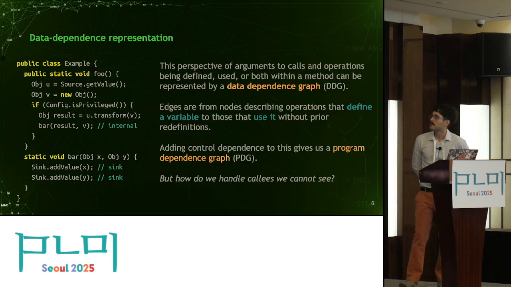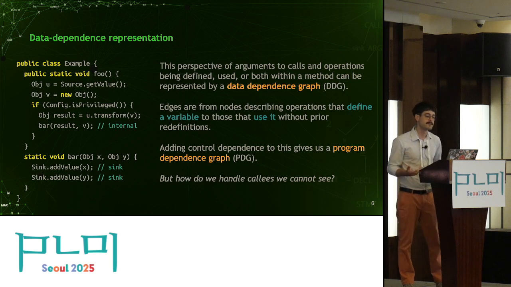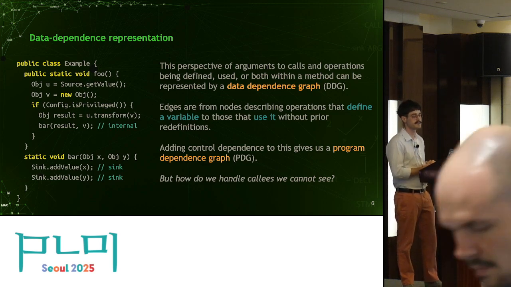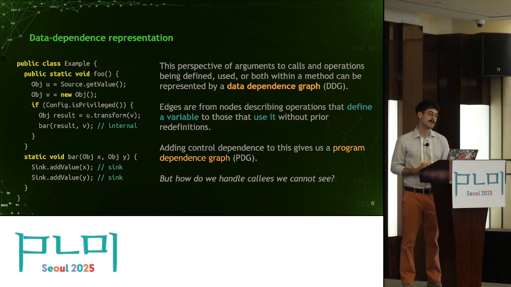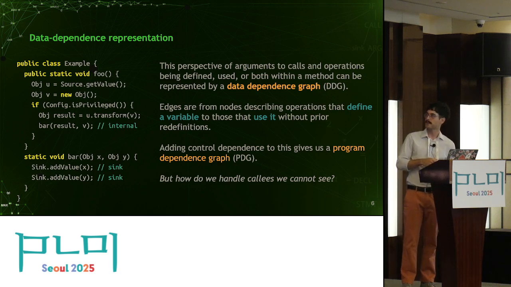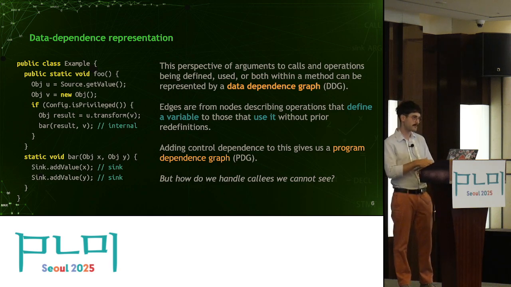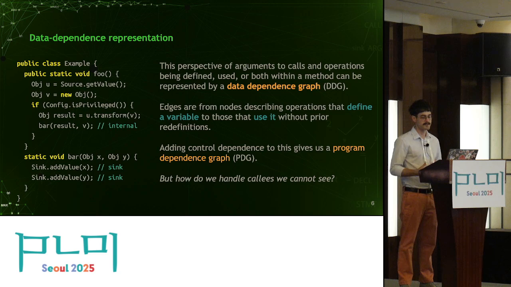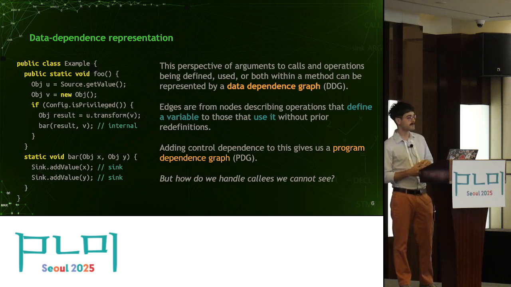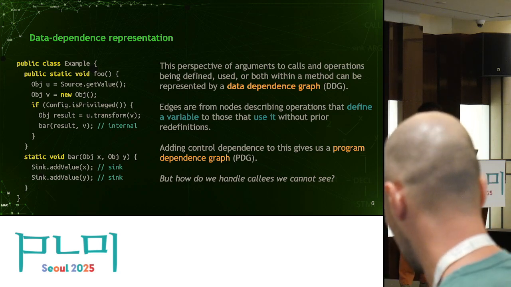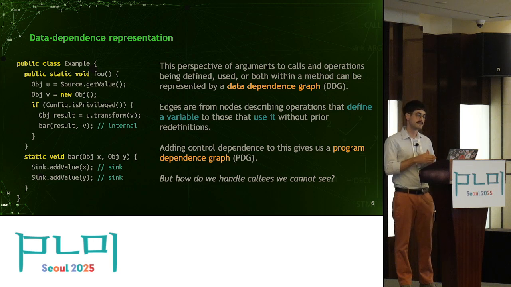This perspective of arguments to calls and operations being defined, used, or both within a method can be represented by a data dependence graph, which is the stable representation that we use. The edges on this graph go from where variables are defined to nodes that use them without a prior redefinition. If we add control dependence, we get the program dependence graph, which is what we'll use to visualize this code later. But the big question now is, how do we handle callees that we cannot see?